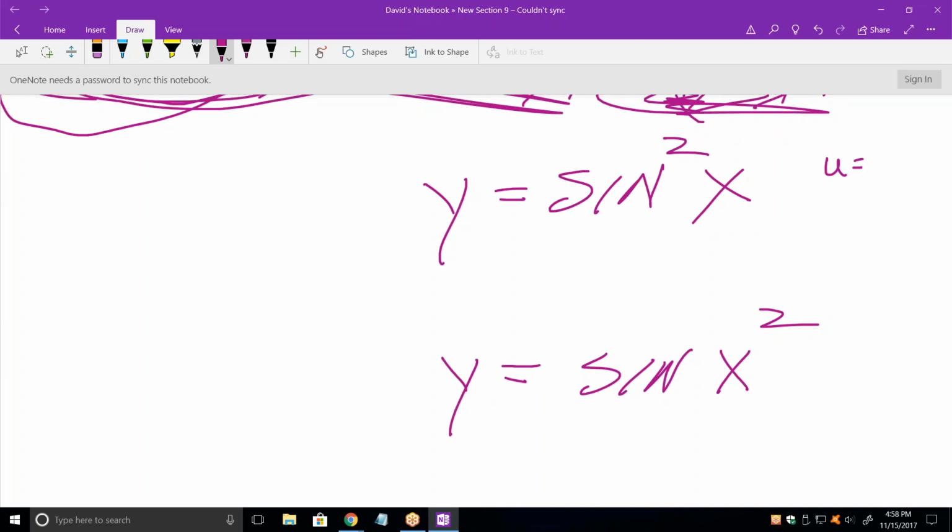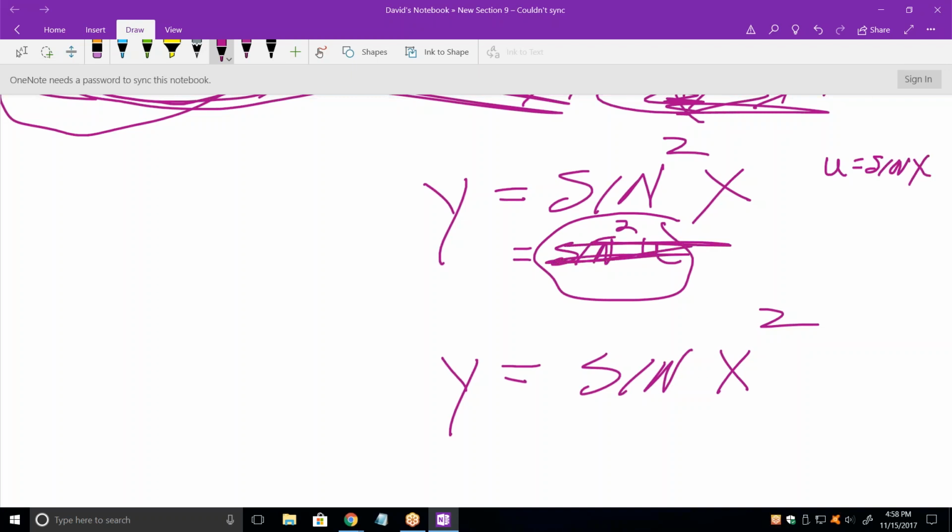X. No. The reason I say no is because the way to figure it out is if that were the inside, I would have to write it like that. I don't know how to differentiate that any easier. That didn't help. Making u x didn't help. But notice if I make u sine of x, now what I have is u squared. I can differentiate u squared. So that's the way I'm going to go.